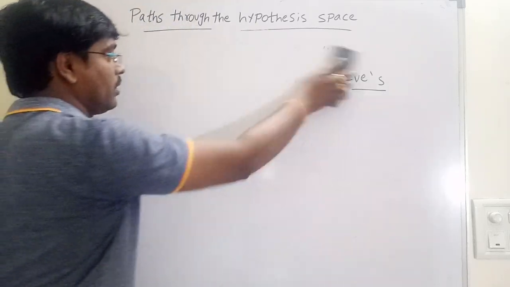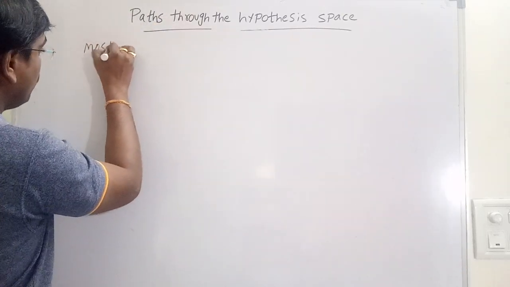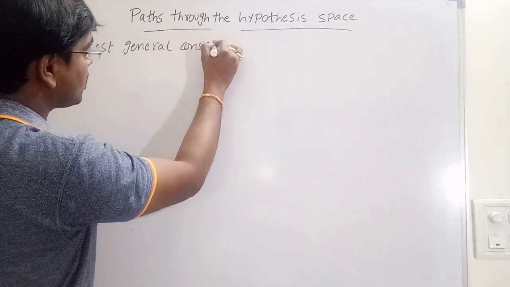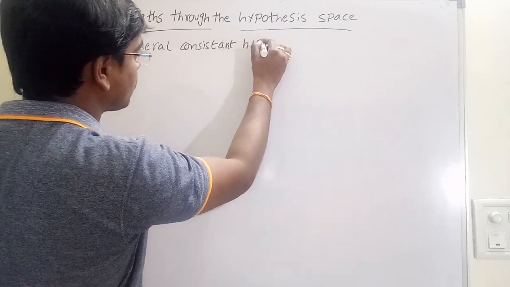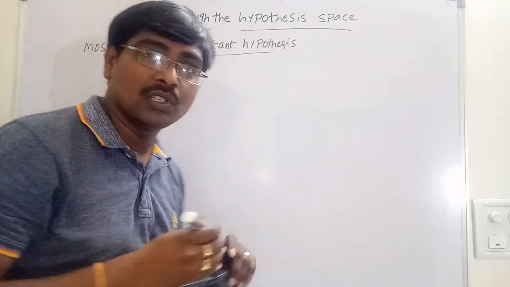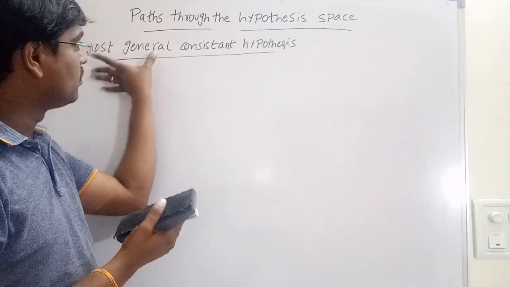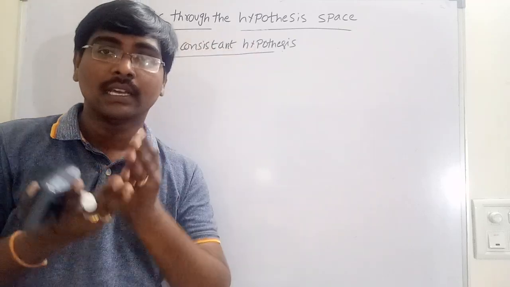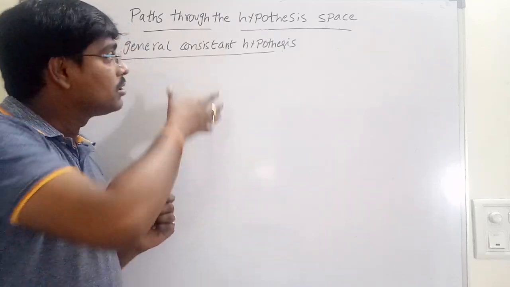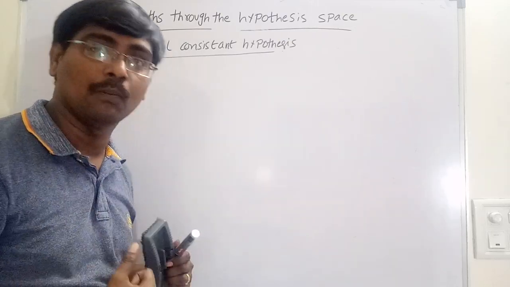Okay. So the next one is the most general consistent hypothesis. Generally, identification of this most general consistent hypothesis is somewhat more difficult than the least general complete one. So generally, identification of consistent is somewhat more difficult than identification of complete.